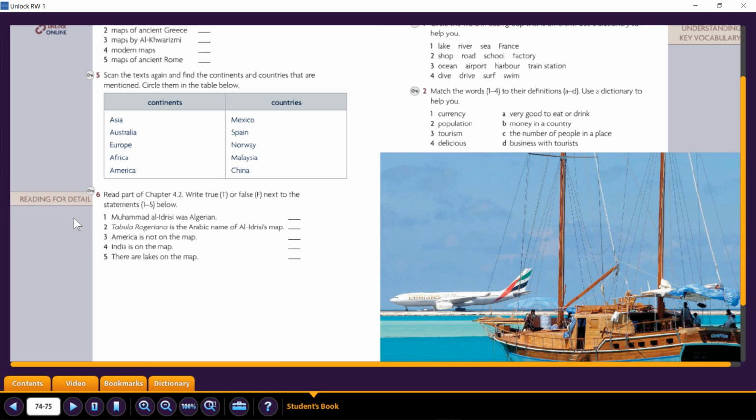Now you are requested, ladies, to read, not to preview, not to skim, not to scan, not to quickly find information, but to read for details. Read part of chapter 4.2. Write true or false next to the statements 1 to 5 below. And this will be your online task for this part.